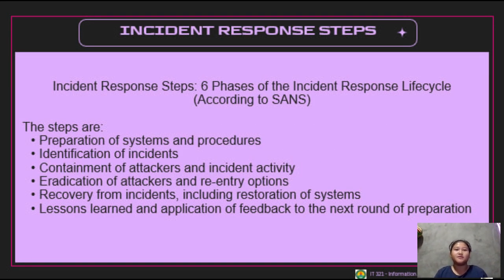Incident response steps. The 6 phases of the incident response life cycle according to SANS. The steps are preparation of systems and procedures, identification of incidents, containment of attackers, and incident activity, eradication of attackers and re-entry options, recovery from incidents including restoration of systems, lessons learned, and application of feedback to the next round of preparations.